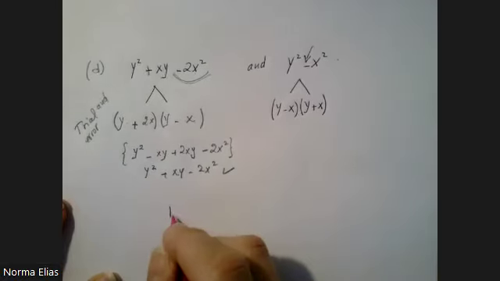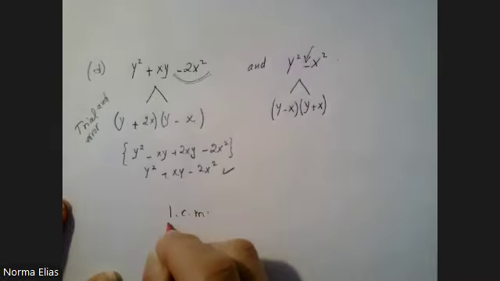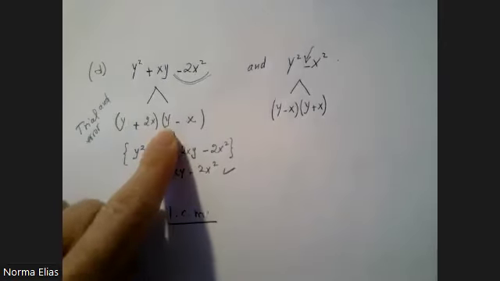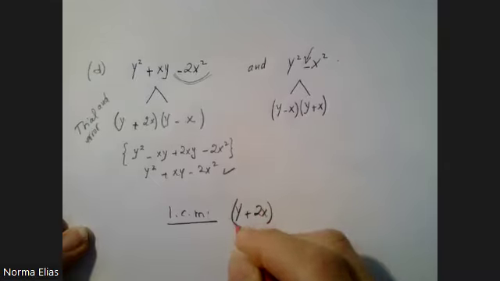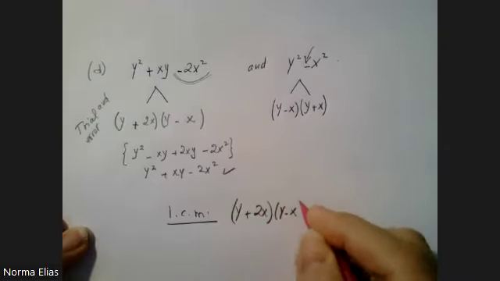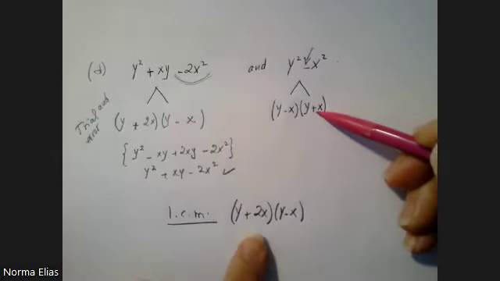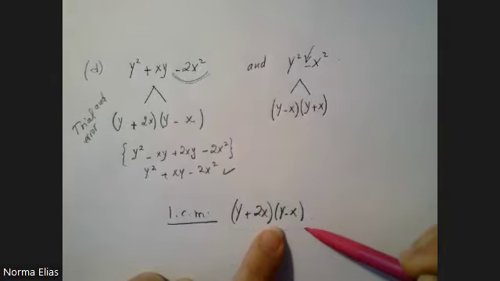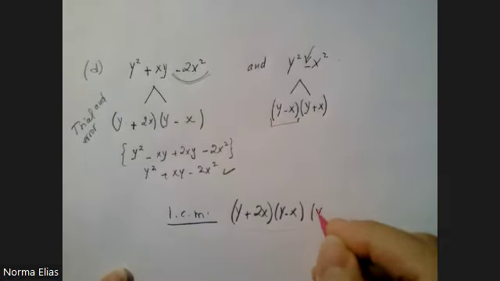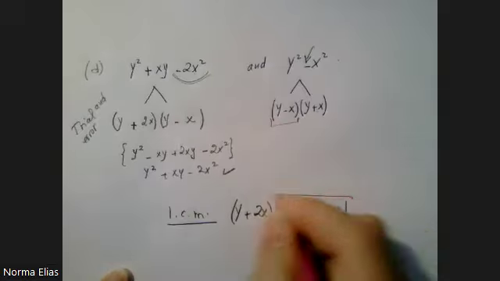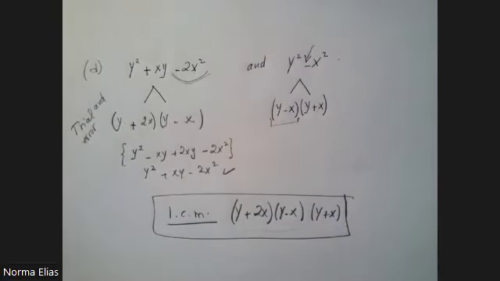So what's going to be now the least common multiple? Again, we start with any of them. And we move here. Which factor do I have in here? I have the y minus x factor. The second one is going to be y plus x. And that's the least common multiple. Any questions before I move on?